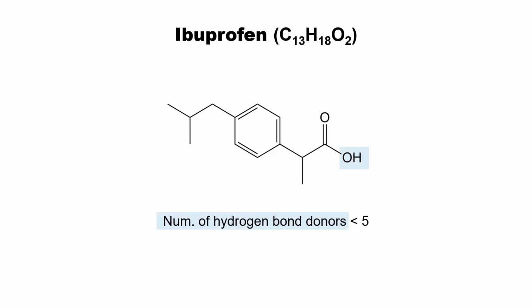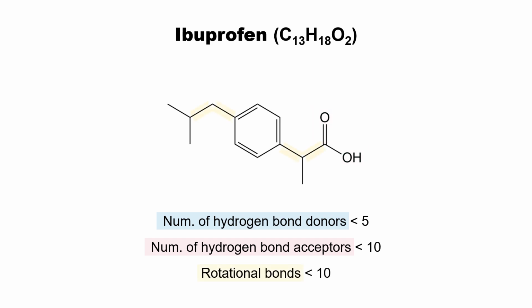Ibuprofen has one hydrogen bonding donor. So OH or NH, the proton source, is considered a hydrogen bonding donor, in this case 1. A hydrogen bonding acceptor is an oxygen or nitrogen atom, which can take a proton from outside. So those are the hydrogen bonding acceptors, in this case 2.